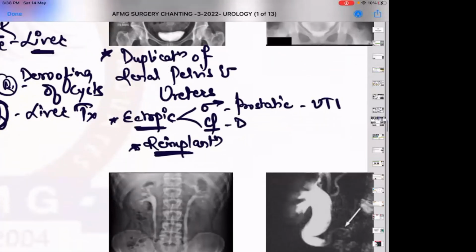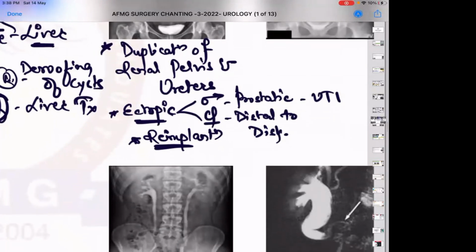But in females, it is distal to the distal sphincter. And as it is out of the distal sphincter, there is no control, and therefore the urine is constantly dribbling out. So this is what is called continuous dribbling of urine in females.